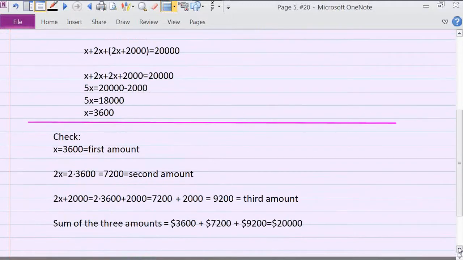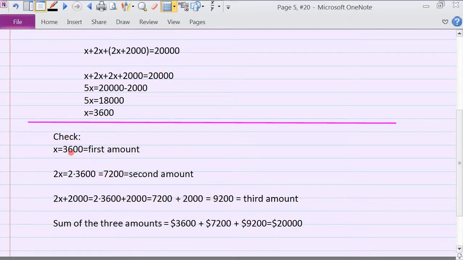So the base scholarship is 3,600. The second one is twice 3,600, so it's 7,200 is the second amount. And the third amount is 2,000 more than the second one. So I have 2 times 3,600 plus 2,000, which is 7,200 plus 2,000, which is 9,200.